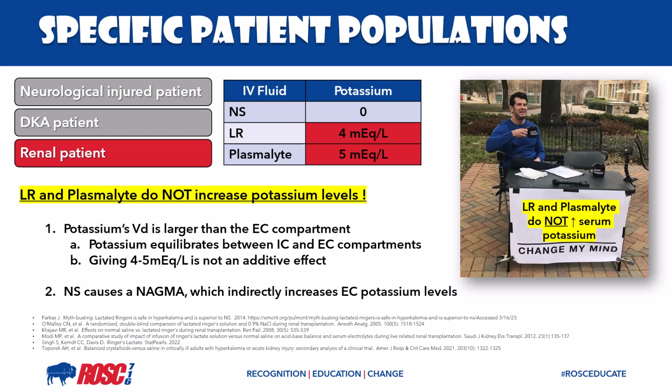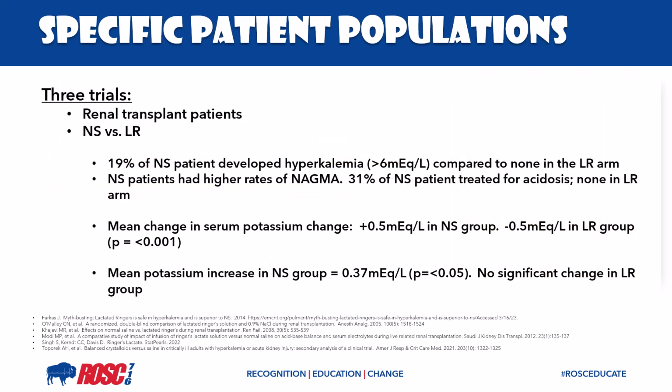So the potassium equilibrates between the intracellular and extracellular compartments. So giving this 4 to 5 milliequivalents per liter is not an additive effect. It does not increase your potassium level. Then some folks might just say, well, just give normal saline to be safe. However, in large volumes, normal saline causes a non-anion-gap metabolic acidosis, which indirectly increases your extracellular potassium level due to the acidosis.